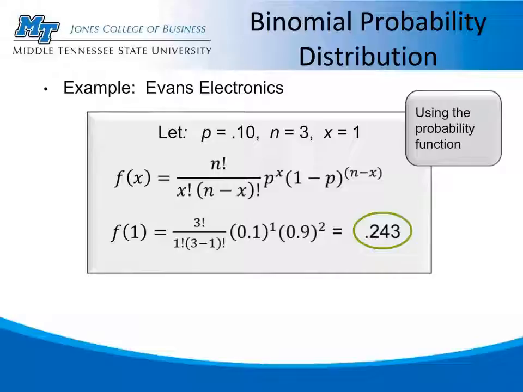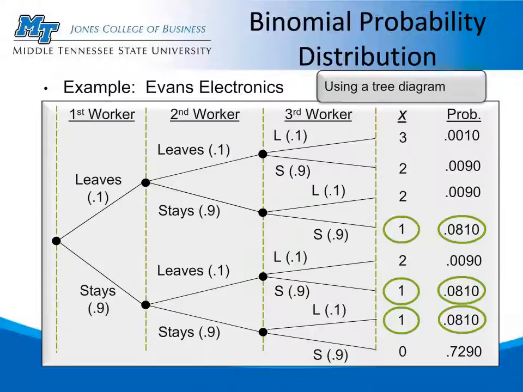Each one of those arrangements, we're going to have one success. So we're going to have 0.1 raised to the first power, which means we have to have 2 failures because there's 3 in all. So we're going to have 0.9 raised to the second power. And when you multiply 3 times 0.1 to the first power times 0.9 to the second power, you get 0.243 with the formula. Now this is another way that you can look at the problem in a visual sense.